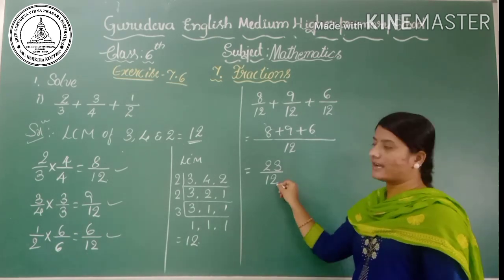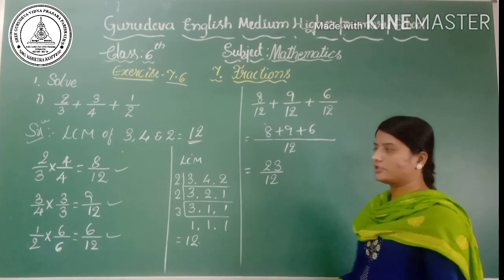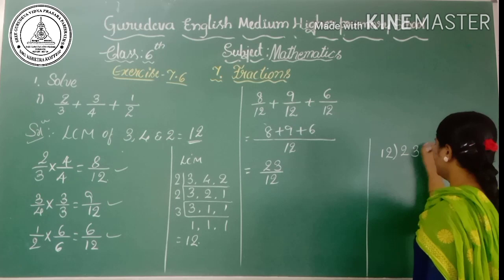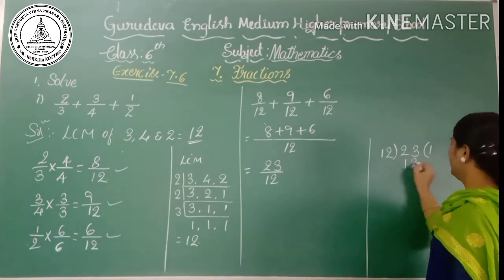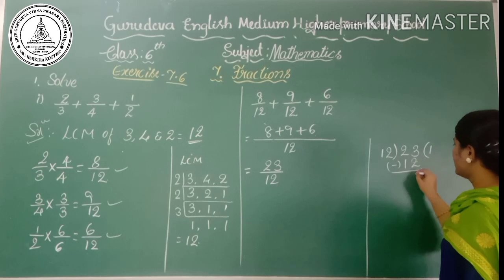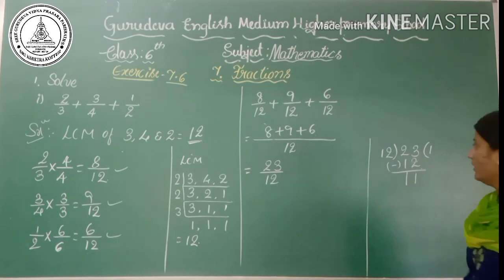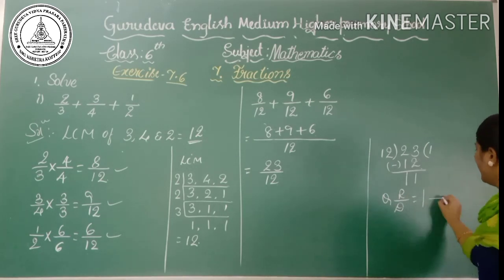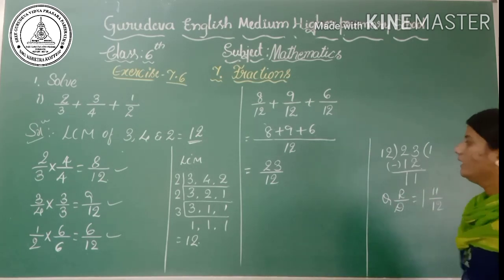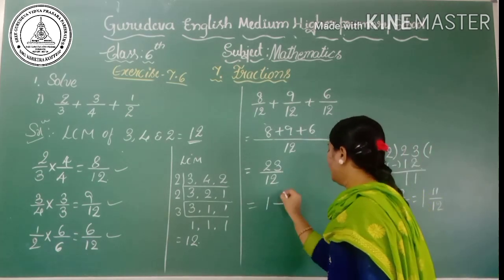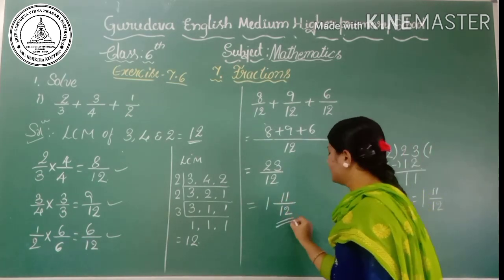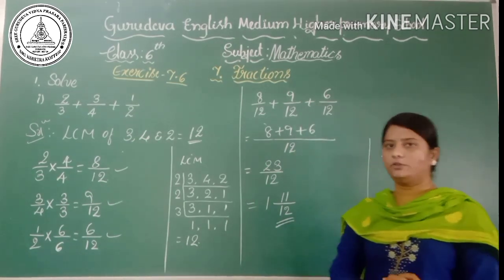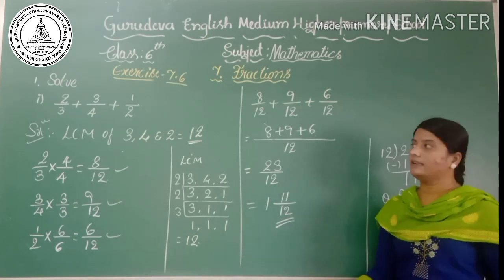Then it is an improper fraction, so convert it into a mixed fraction. Divide 23 by 12. 12 ones are 12, 3 minus 2 is 1, 2 minus 1 is 1. Quotient whole, remainder by divisor, which is equal to 1 whole 11 by 12. Then write here, 1 whole 11 by 12 is the answer for the sum of 2 by 3, 3 by 4, and 1 by 2. Okay? Is it clear? Then let's see the other one.